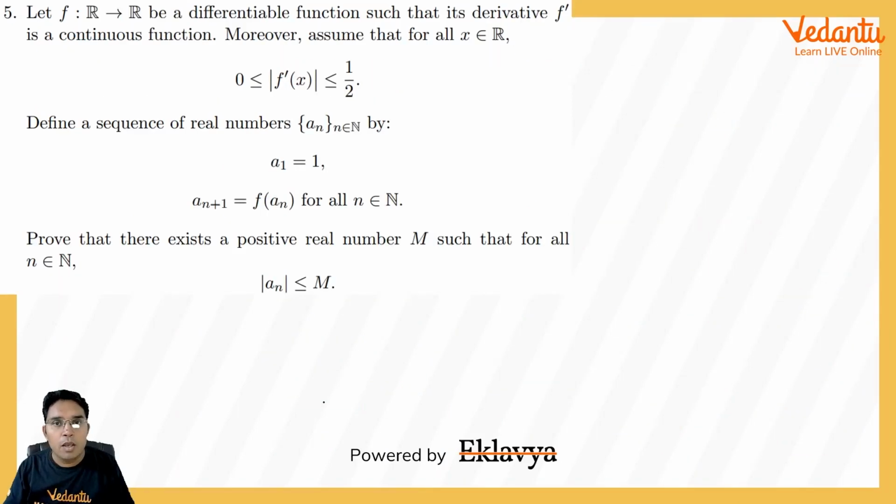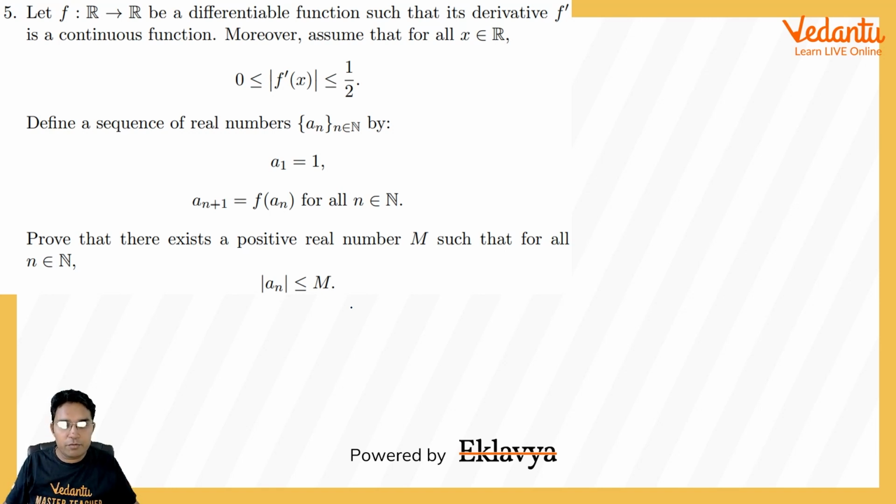Now coming to question 5, which says: f from R to R be a differentiable function such that its derivative f' is a continuous function. Moreover, assume that for all x belonging to R, |f'(x)| is between 0 and half. Define a sequence of real numbers a_n given by a_1 equal to 1, a_{n+1} equal to f(a_n) for all n belonging to N. Prove that there exists a positive real number M such that for all n belonging to N, |a_n| is less than or equal to M.